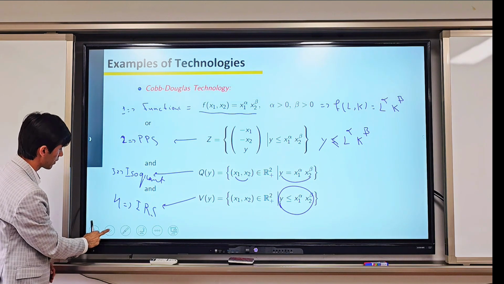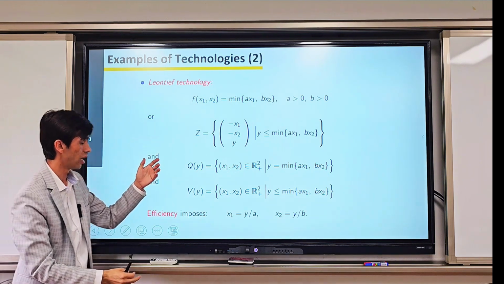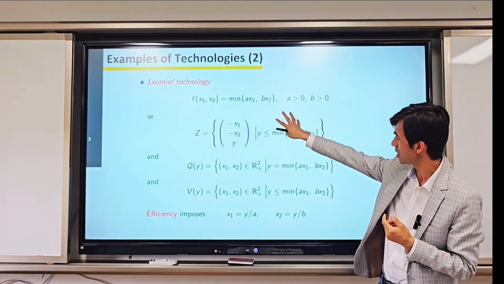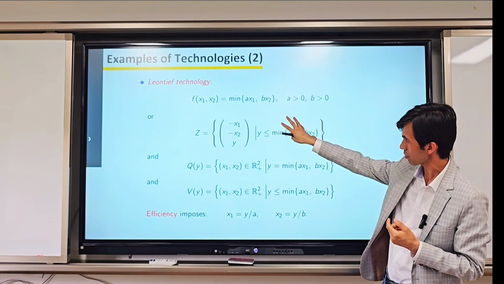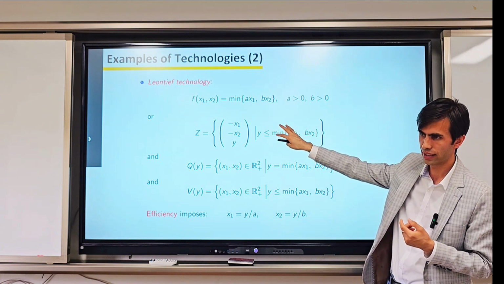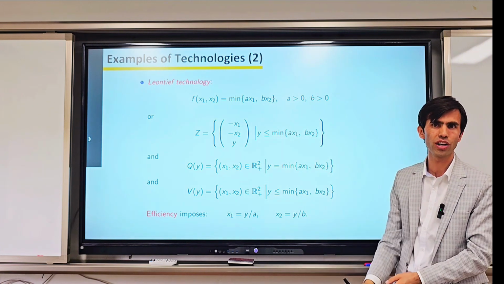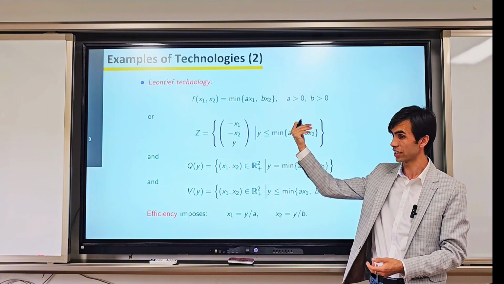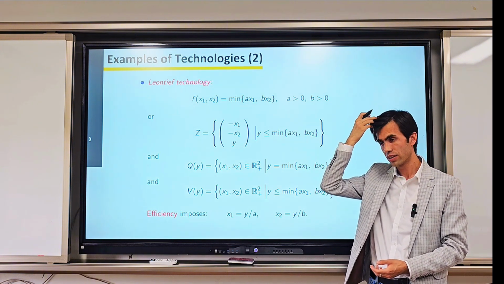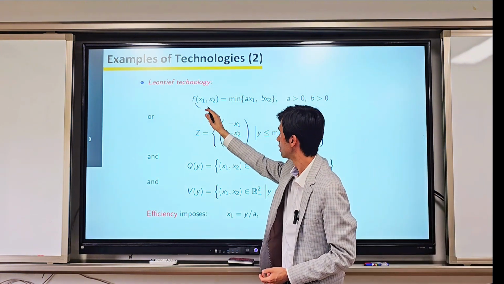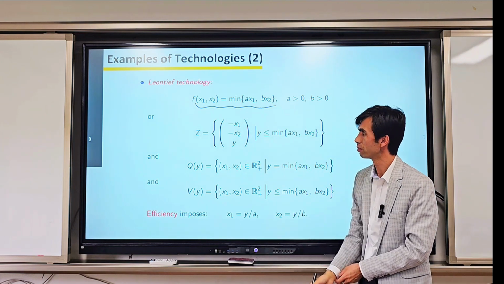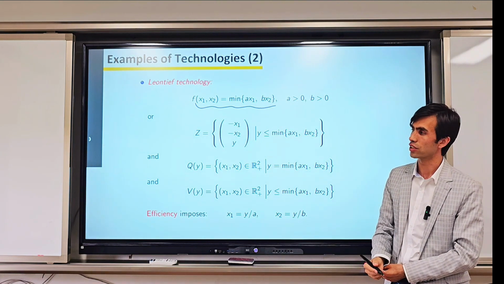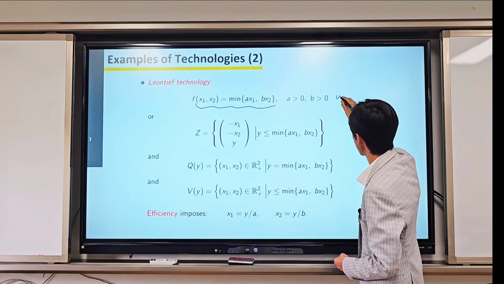And also we have the same thing for the Leontief technology. As you see, the format of this Leontief technology is similar to a kind of utility function. What kind of utility function is similar? So this one is the Leontief production technology. And in consumer theory, we had this one.